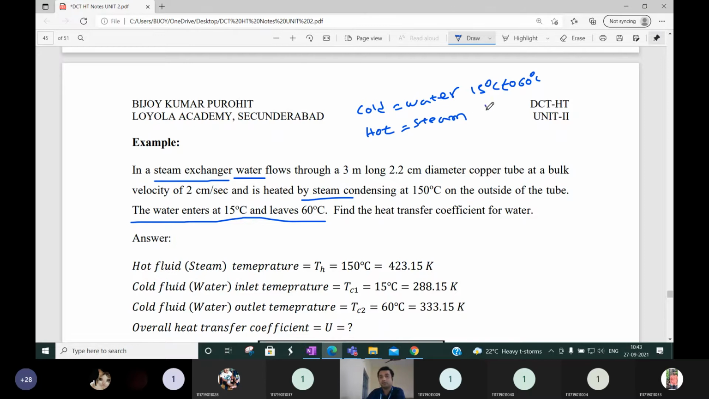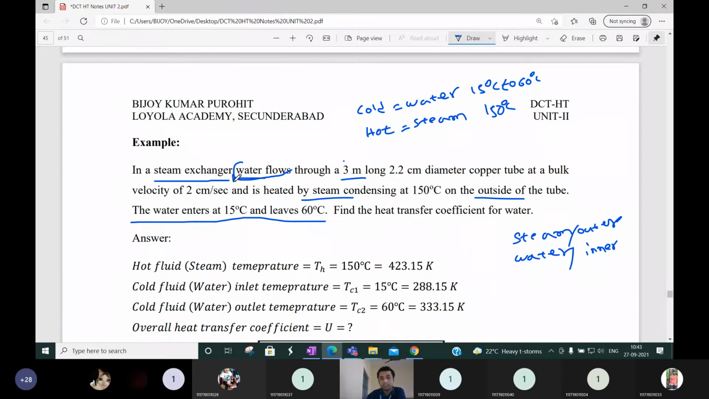What is the temperature of steam? 150 degrees centigrade. Okay. The heat exchanger length is given, the diameter is given, and the steam is flowing at the outer side. So the length is given and the water flow. If steam is flowing on the outer side, then water will flow on the inner side. Okay, so this is what is given.